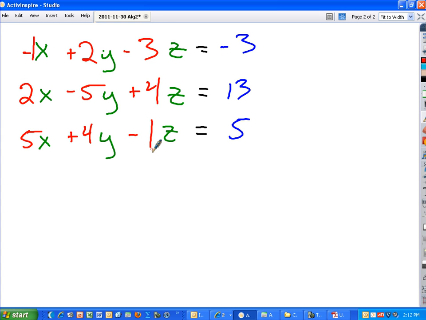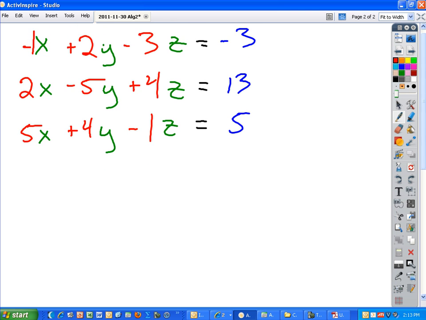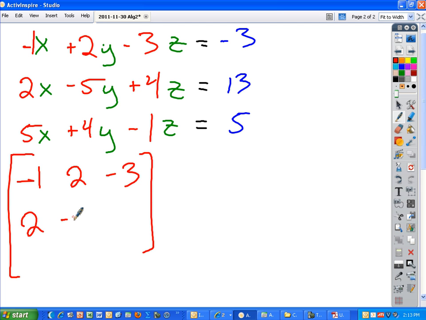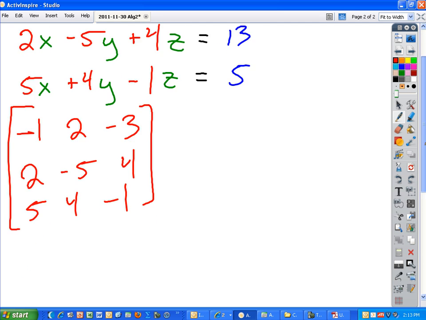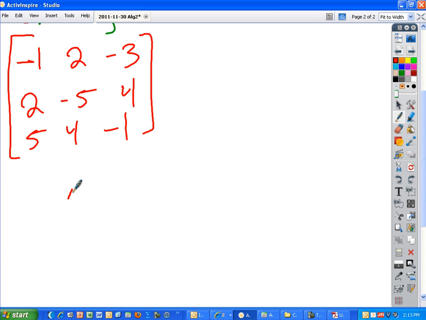So what if I pull all 9 of those coefficients out, and being as they're arranged in a regular order, that looks like matrix stuff. I'm going to put those into a matrix. So here's my matrix. Top row is just -1, 2, -3. Middle row would be 2, -5, 4. Bottom row 5, 4, -1. We're going to call that the coefficient matrix. And we usually just label that as matrix A.